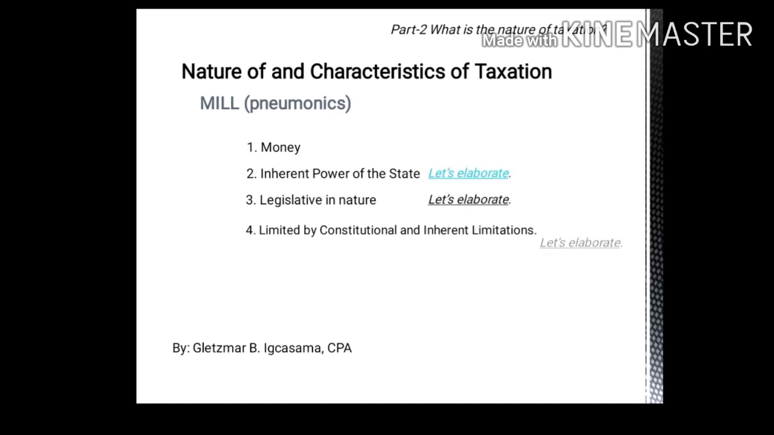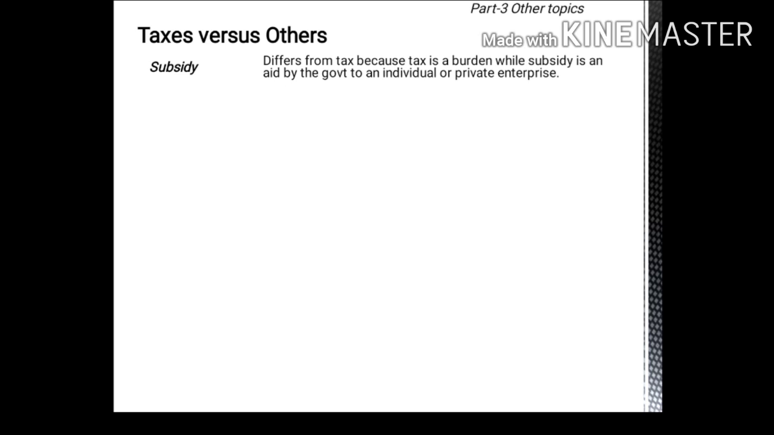So, let's go to part 3. The first topic that we're gonna discuss is taxes versus other terms. Kay basin maglibog. So, let's differentiate taxes from first, subsidy. Kinigong subsidy is an aid by the government to an individual or private enterprise. So, it's very different from taxes.